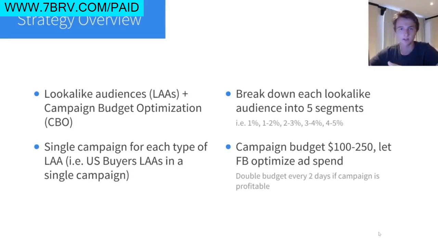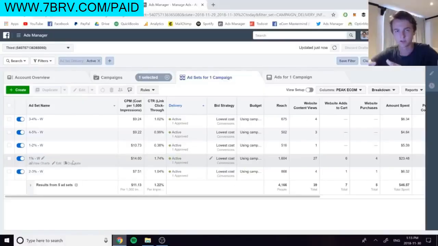Now I'm going to show you guys how to set this up in practice if you've never set up CBO and lookalike audiences. So just to show you guys an example, this is a new campaign that I've been testing. I launched this today, and as you can see, I'm using the exact strategy. So in this case, it's a 95% video viewers lookalike to the United States. And what I've been doing is I just broke it down into 5 segments. So 1%, 1 to 2, 2 to 3, 3 to 4, 4 to 5.